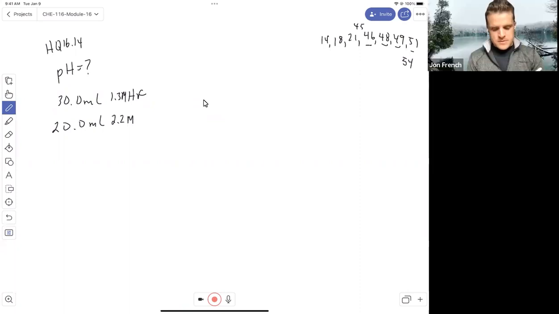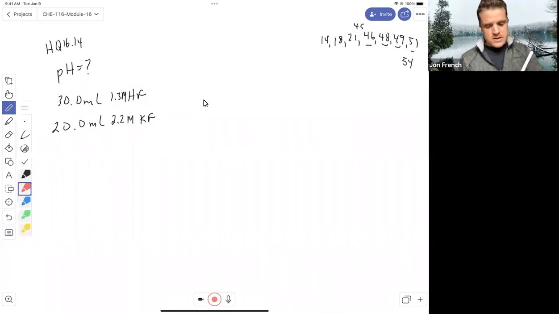So these are variables in the question. That's why I asked. So just be careful. The steps will be the same, but your numbers will be a little bit different. So we've got a buffer. We've got a weak acid and its conjugate base. So HF is a weak acid. Potassium fluoride is the conjugate base of that.